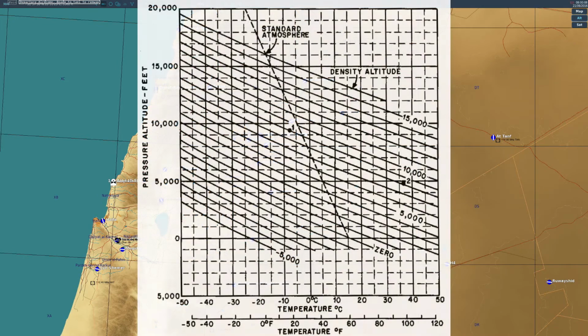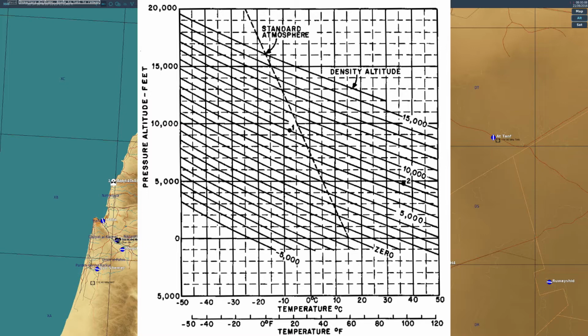And if you look at the chart, which is on your screen, you will notice that there is a diagonal line marked standard atmospheric pressure. This line starts at 0 feet at 15 degrees C and travels up and to the left. This line denotes what is known as the standard atmospheric pressure. This is essentially when you're sitting at 0 feet, the aircraft feels like it is sitting at 0 feet and will fly as if it's at 0 feet. And that is at 15 degrees C, 59 degrees Fahrenheit.